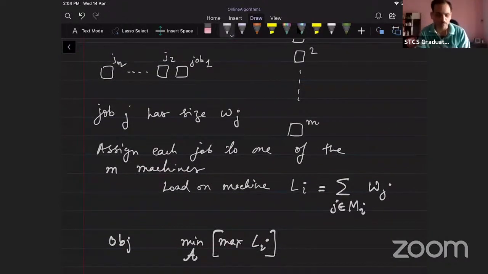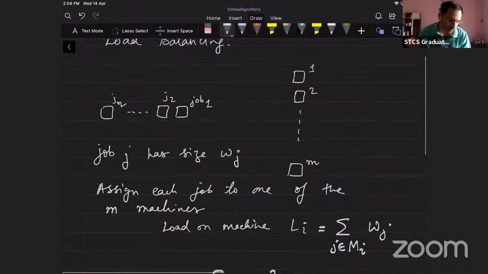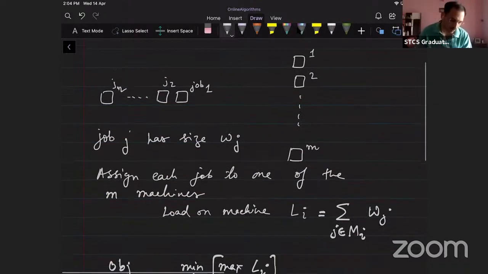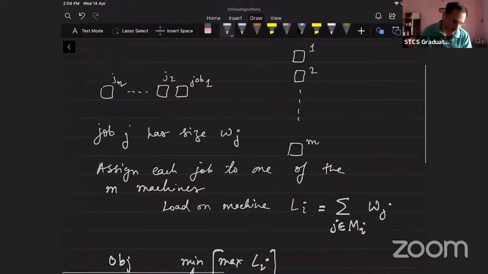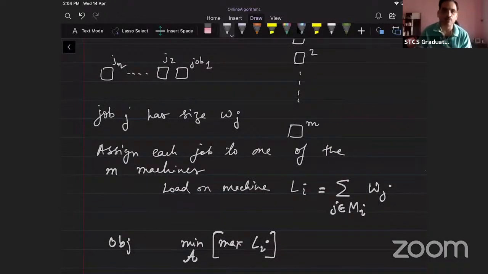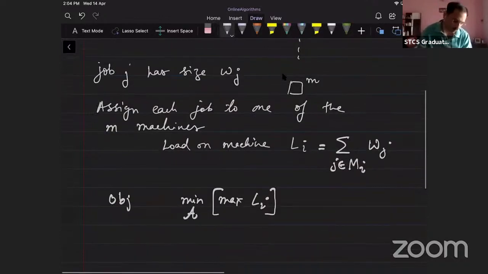Is the problem clear? So jobs are arriving one after the other in online fashion. Job J has size Wj. On its arrival, you have to assign it to one of the machines. After all jobs have been assigned, the load on the machine I is just the sum of the sizes of all the jobs assigned to it. And your objective is to minimize the maximum load across all machines. Is the problem clear?